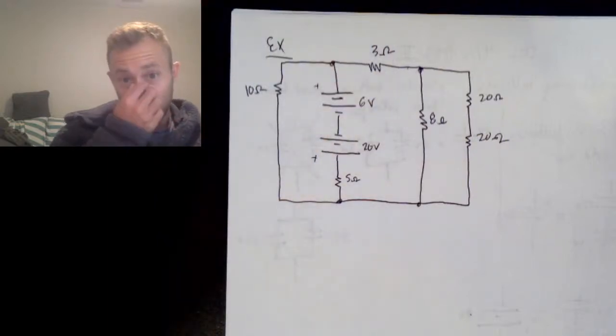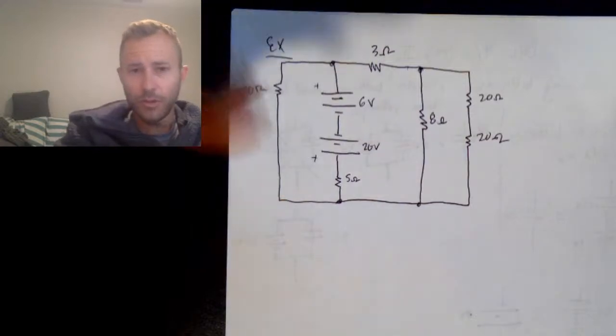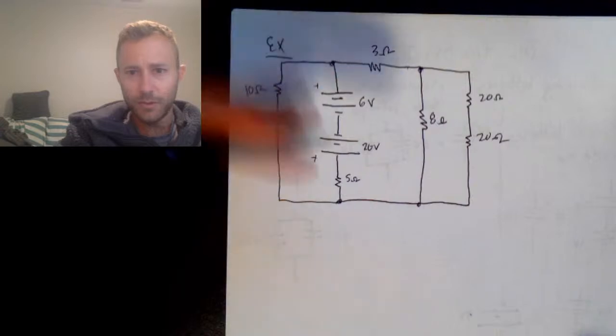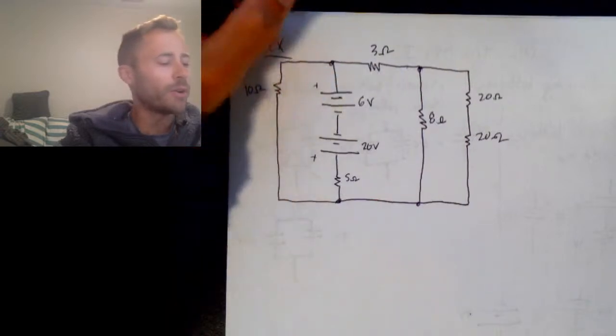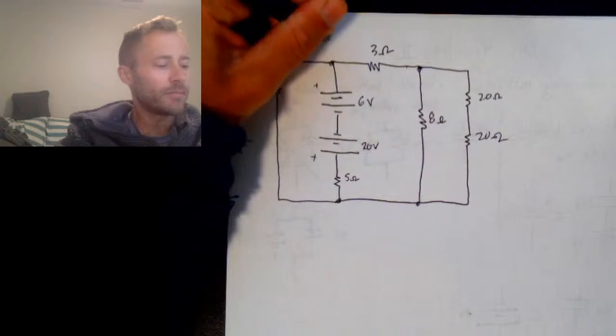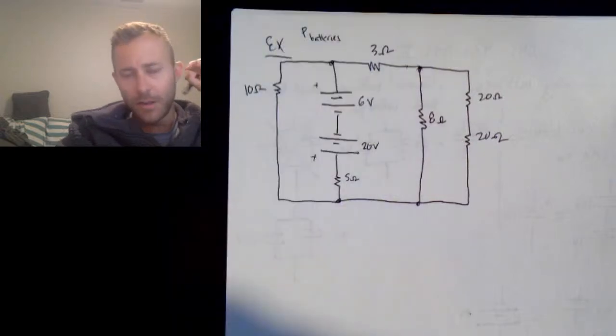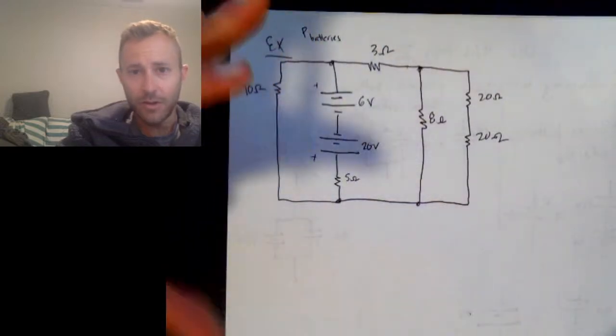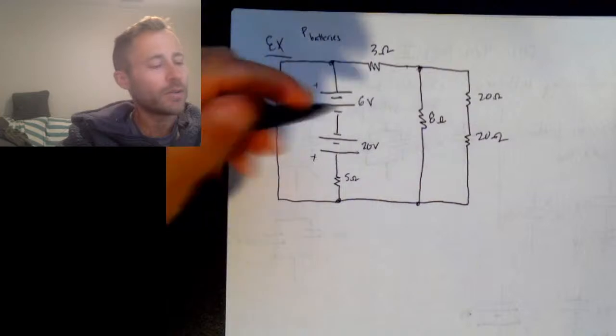Okay, so what we want to do is identify combinations of resistors. And by the way, what we want to know is what is the power output of the batteries. All right, so I'm going to try to identify combinations that I know are either in series or in parallel.